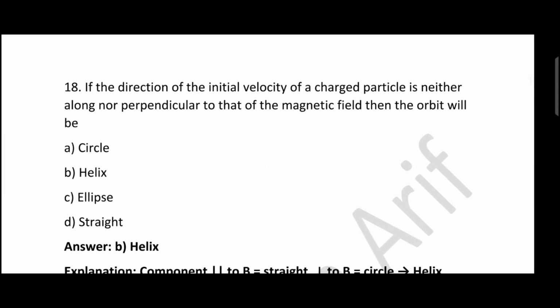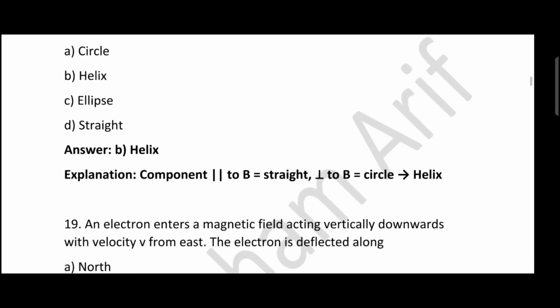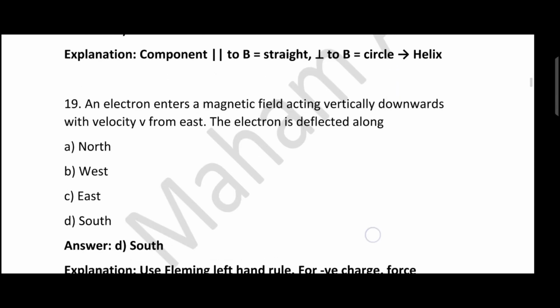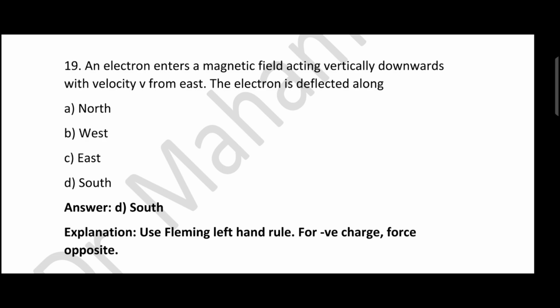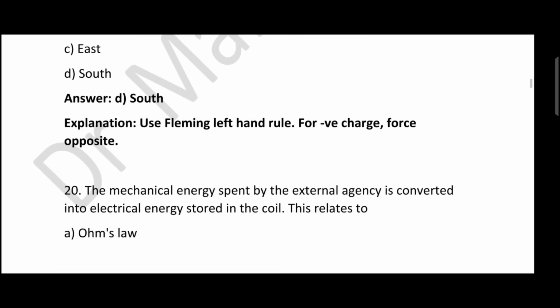If the direction of the initial velocity of a charged particle is neither along nor perpendicular to that of the magnetic field, then the orbit will be. Correct answer is option B, that is helix. An electron enters a magnetic field acting vertically downwards with velocity v from east. The electron is deflected along. Correct answer is option D, that is south. Because if you use Fleming left hand rule, for the negative charge, force is opposite.